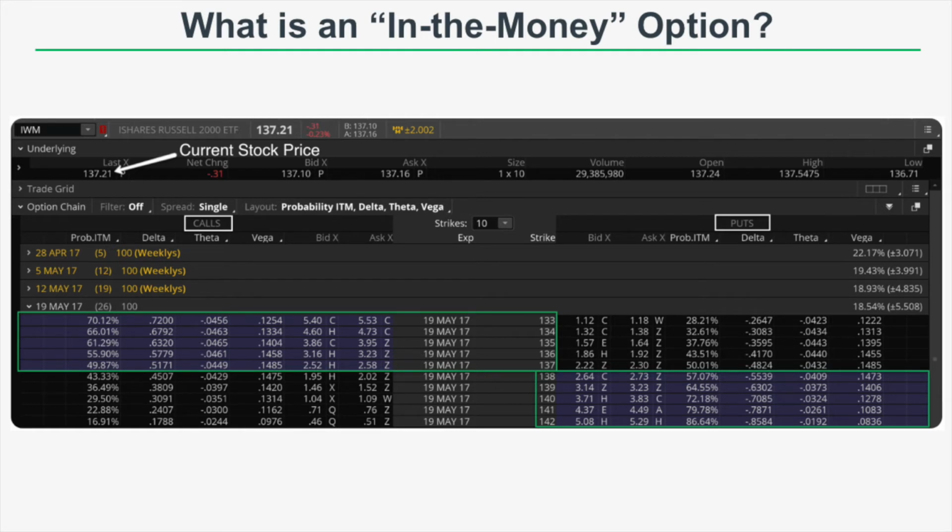The strike prices of the calls that are below $137 are in the money, and this software highlights those options to indicate that they are in the money. The put options with strike prices above $137 are also in the money. As we can see on the bottom right, the strike prices 138 through 142 are the in the money puts, and the software also highlights those options as being in the money.